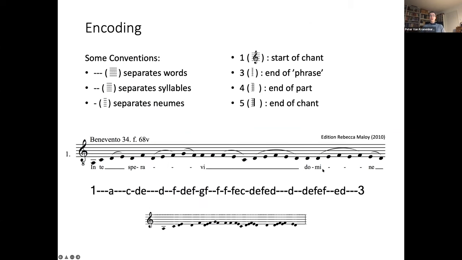Well, we have some conventions. We have a way to indicate end of a phrase. We have a way to indicate end of a part. We have a way to indicate end of chant, etc. So if we do this carefully, we have a machine-readable representation of these chants.